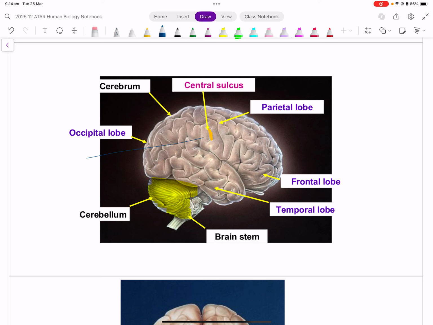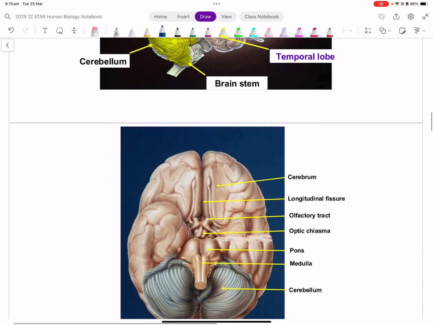Now, we also have these things known as gyri, and these gyri instead are the actual ridges. So in between each sulci, if we're looking at the sulci as these shallow ridges all around the brain, they don't extend in particularly deeply. These parts on top are known as the gyri. Now, there is one other structure, and it's known as a fissure.